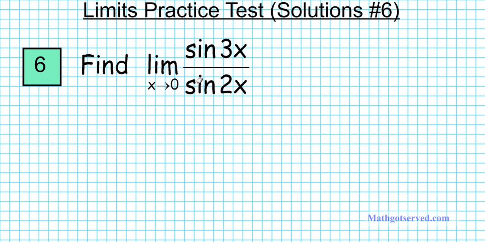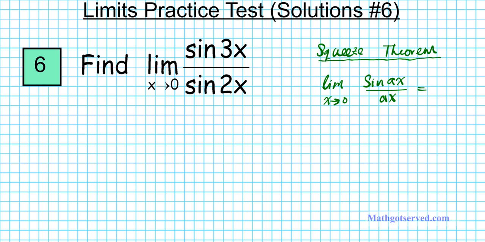Before we go ahead and evaluate this limit, let's take a look at a result of the squeeze theorem real quick. One of the results of the squeeze theorem that is good to have memorized is the fact that the limit as x approaches 0 of sine ax over ax is equal to 1. All right? So if we apply that theorem here, we can find the value of this limit. So you might wonder, why is this the case?